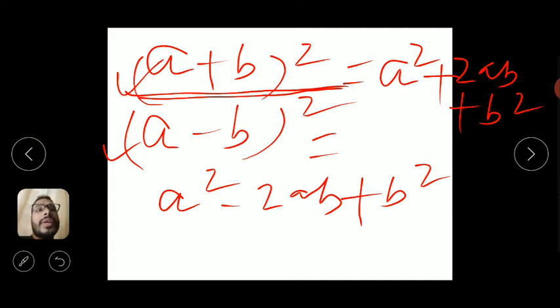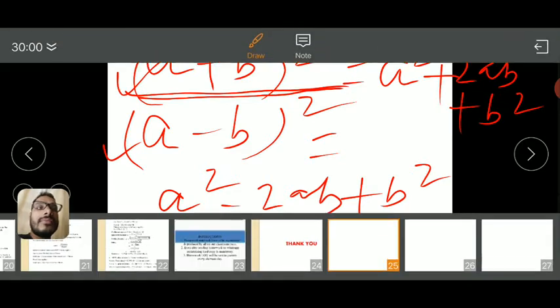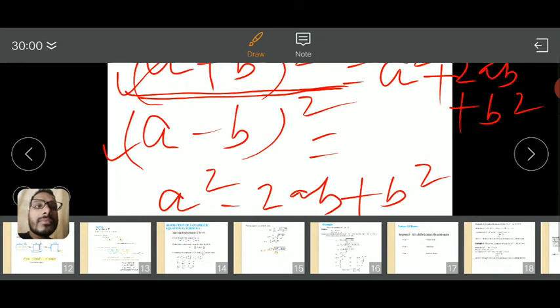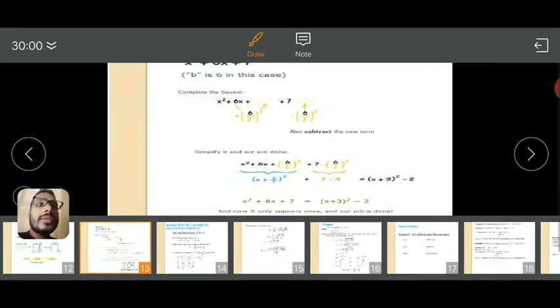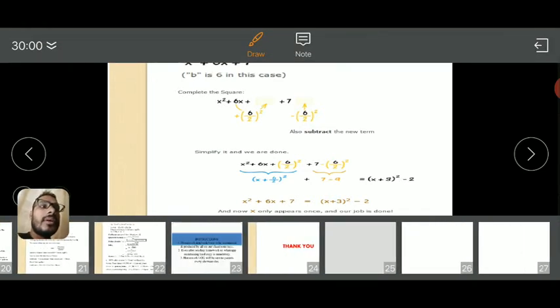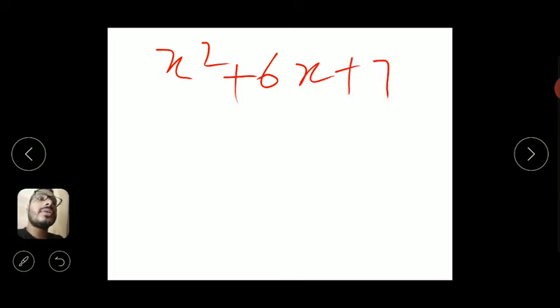So how do we get that? If we get a question which is an incomplete square, how do we complete that part? We'll take an example first. The example is x square plus 6x plus 7. I'll solve this equation for you. x square plus 6x plus 7 is equal to 0. Let's proceed with finding the solutions of this equation.